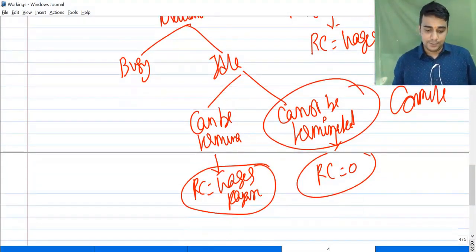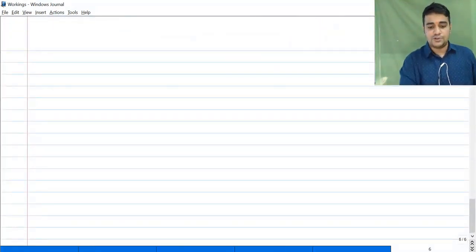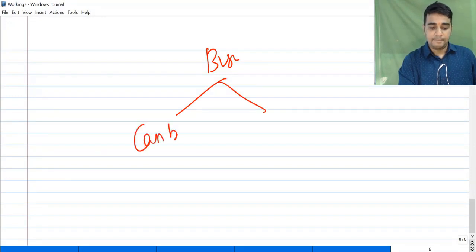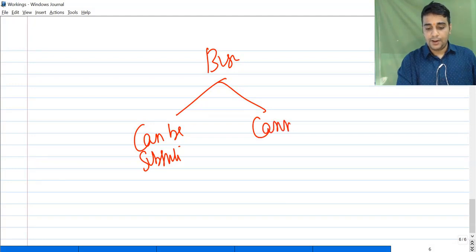Coming to the busy scenario, two parts to the busy scenario. Can be substituted, cannot be.